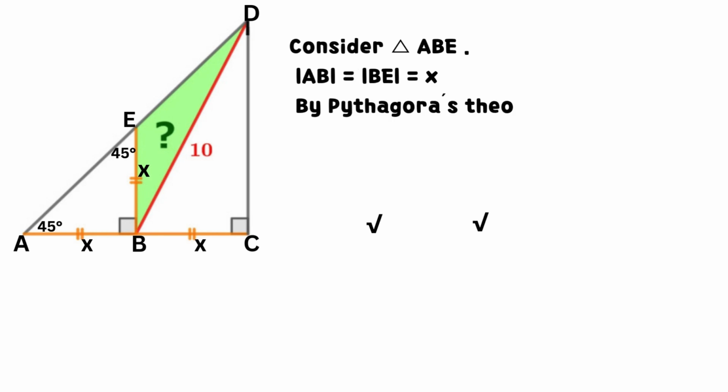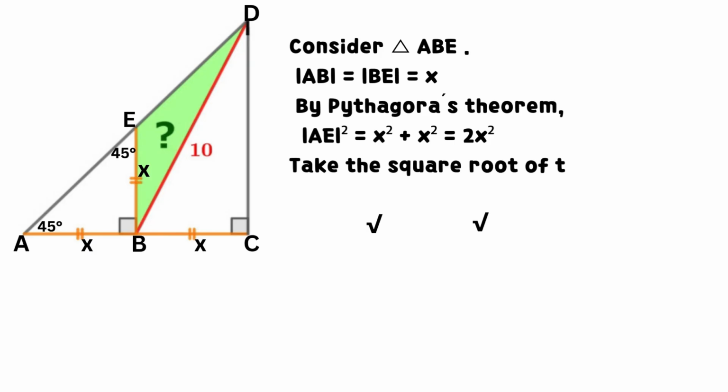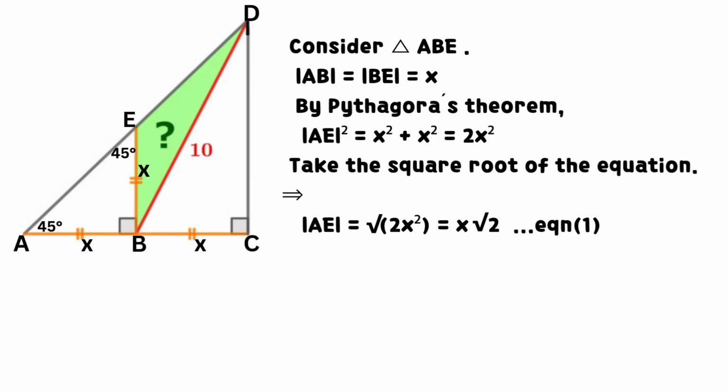Consider triangle ABE. Line AB equals line BE, which equals X. By Pythagoras' theorem, the square of line AE equals the sum of the square of X and the square of X, which equals 2 times the square of X. Take the square root of the equation. It implies that line AE equals the square root of 2 times the square of X, which equals X times the square root of 2. We call it equation 1.